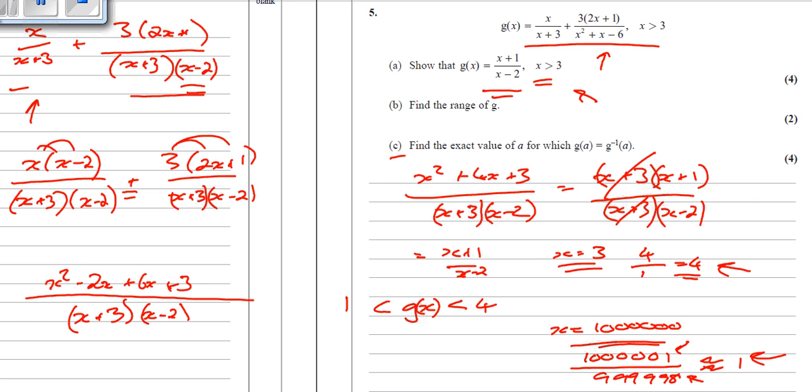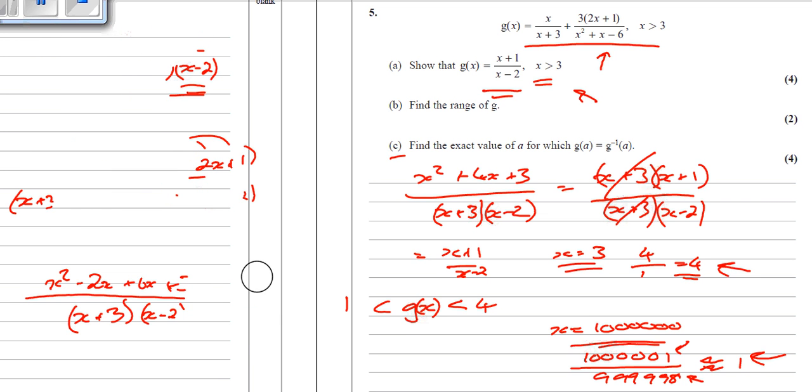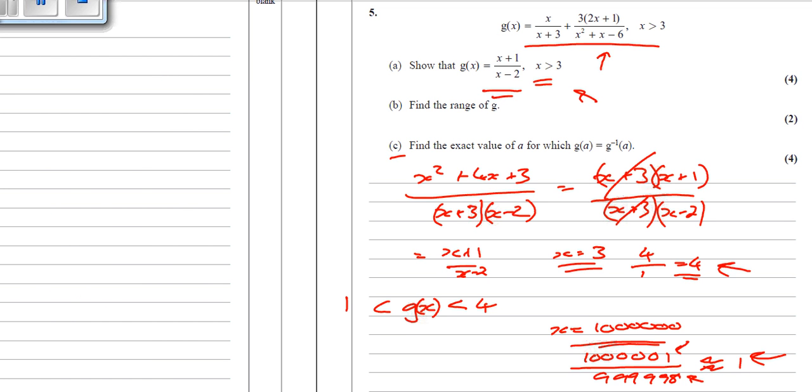Now part C. Find the exact value for a, for which g of a equals the inverse function of a. Now, there's a couple of ways in which we can do this, and there's a long way around, which I'm going to start to show, and then I'm going to tail off, just because we haven't had a look at the inverse function yet. So the inverse function, if we've got g of x equaling x plus 1 over x minus 2, then what we do is we say that y equals x plus 1 over x minus 2, and we rearrange to get x equals.